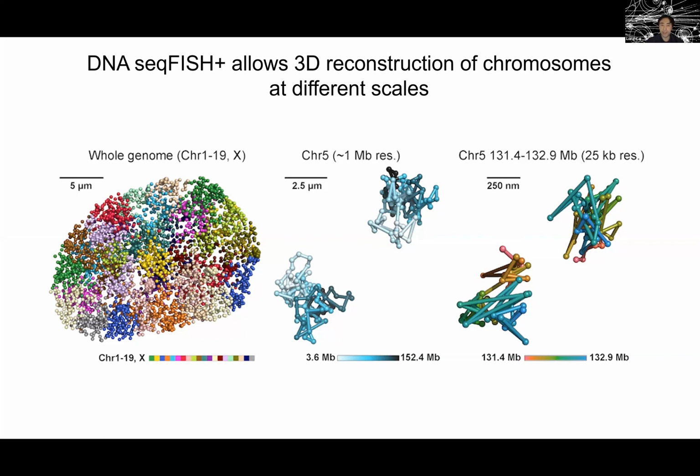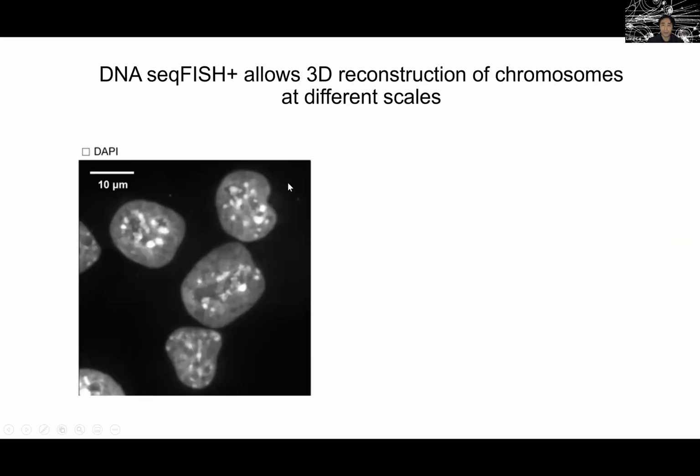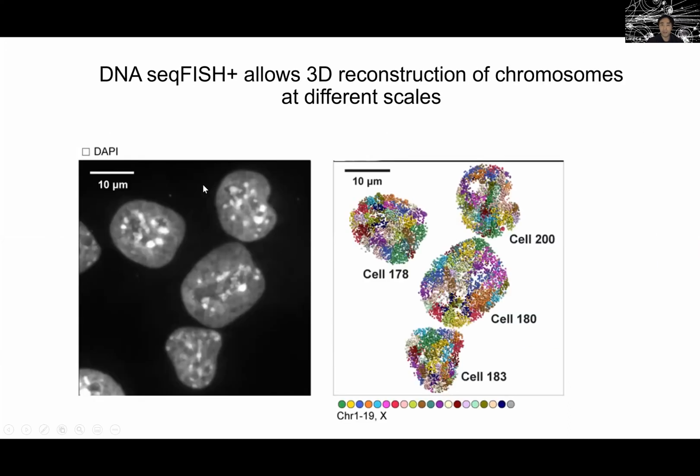This is to show the validation, where you compare the DNA seqFISH+ measurements versus Hi-C measurements. You get very good agreement on different scales, all the way from chromosomes to megabases to kilobases. And now, with this technology, you can take the same DAPI images and overlay essentially this high-resolution chromosome structure on top of it.